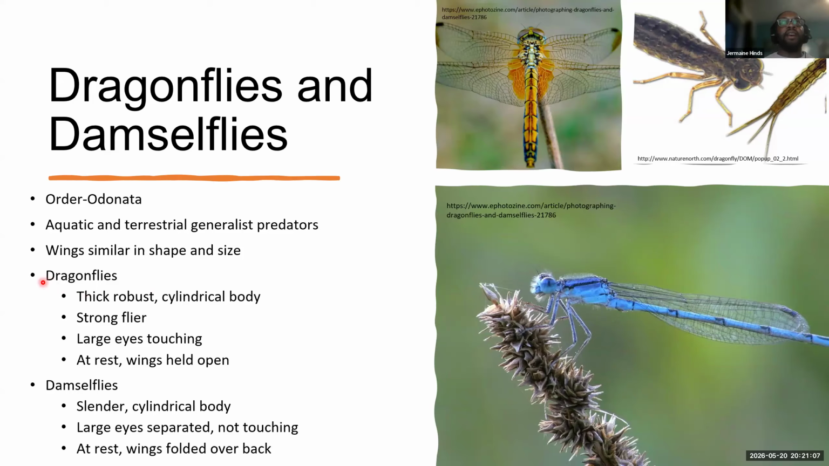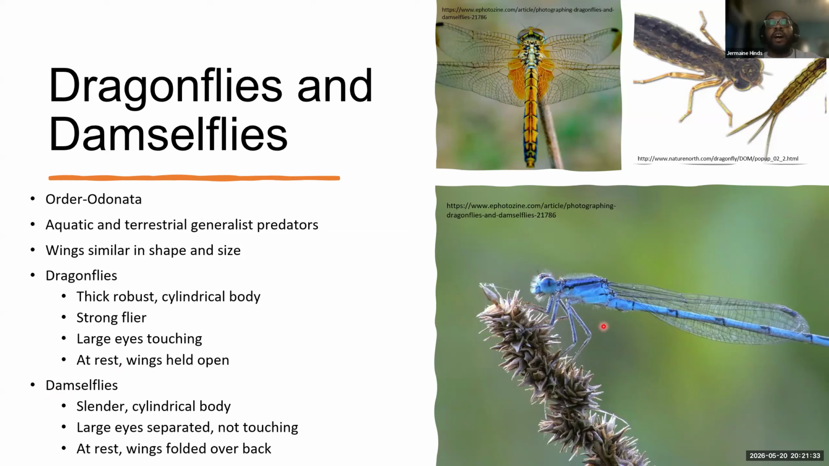So dragonflies tend to have a thick, robust, cylindrical, pencil-shaped body. They're strong flyers. They have large eyes that are touching, so you can see the eyes touching up top. At rest, the wings are held open across like that. Again, these are very important aquatic system predators, eating a lot of mosquito larvae in those aquatic environments.